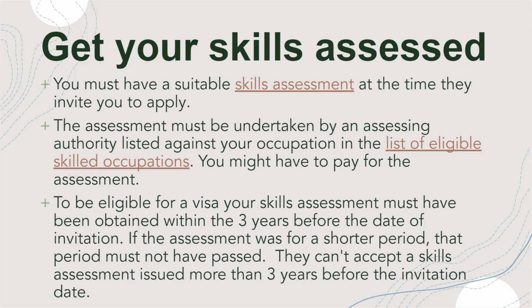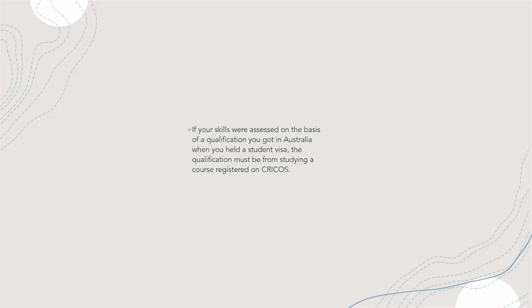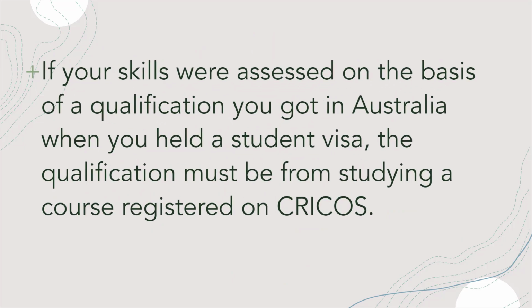To be eligible for a visa, your skills assessment must have been obtained within the 3 years before the date of invitation. If the assessment was for a shorter period, that period must not have passed. They can't accept a skills assessment issued more than 3 years before the invitation date. If your skills were assessed on the basis of a qualification you got in Australia when you held a student visa, the qualification must be from studying a course registered on CRICOS.